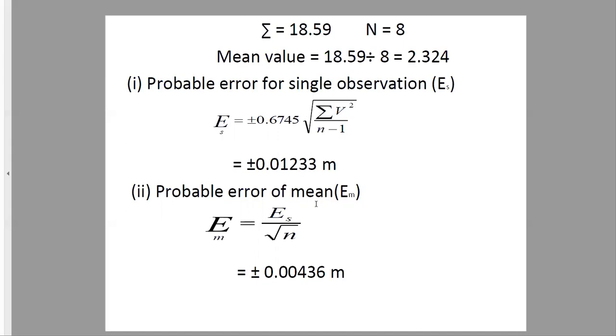Now, if we have to calculate the probable error of mean, what extra we have to do is just divide ES with root n, and n is here the number of observations, that is 8. So ES will be divided by root 8, and this will become 0.00436, the probable error of mean.